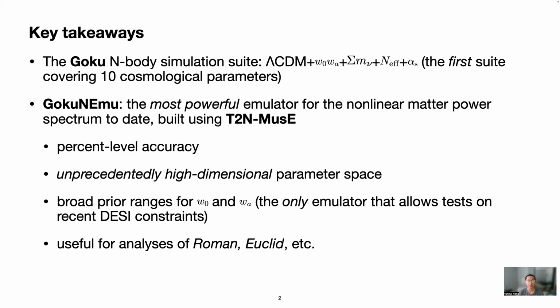GokuNEmu has percent level accuracy, an unprecedentedly high dimensional parameter space, and a sufficiently broad prior range for w0 and wa. Note that it is the only emulator that allows tests on recent DESI constraints. So it will be useful for analysis of future Roman and Euclid data.